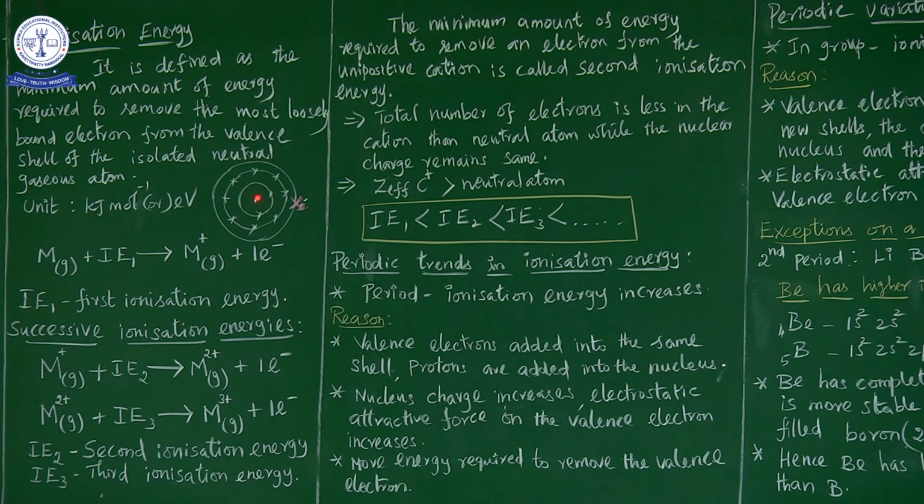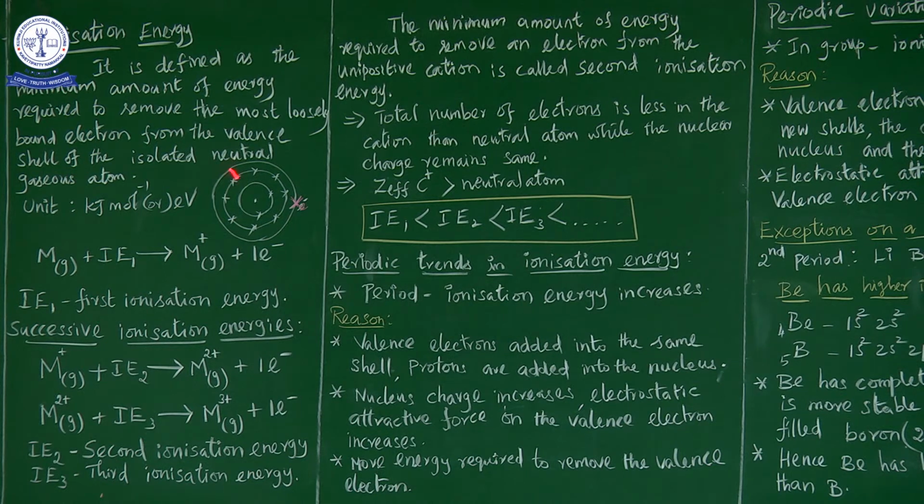The center of an atom is called the nucleus. The nucleus consists of protons and neutrons, which are present in the center of the atom. Then the electrons are present in the orbits. The circles drawn here are the orbits, and the cross marks given in the orbits are the electrons.